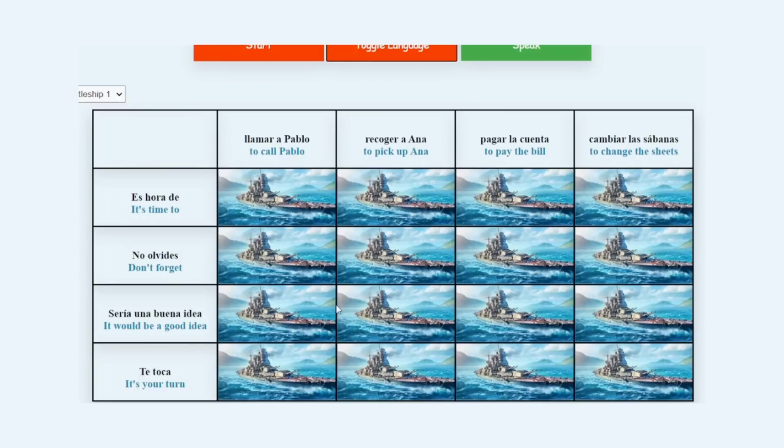So if I want to hit this one here, I have to say sería una buena idea, so that would take me along. And then to intersect with here, we'd say recoger a Ana. So we need to say that in a fluent sentence. Sería una buena idea recoger a Ana. And that identifies that square as a coordinate that we want to hit.